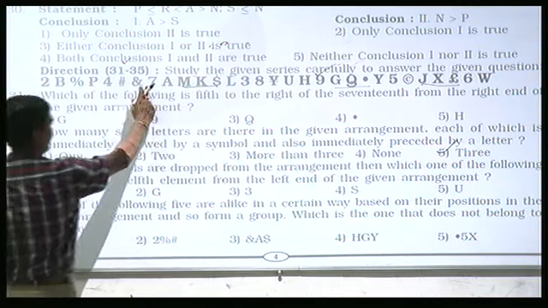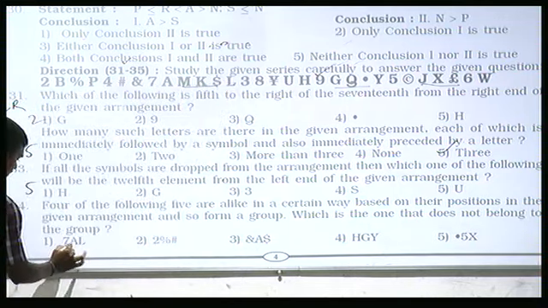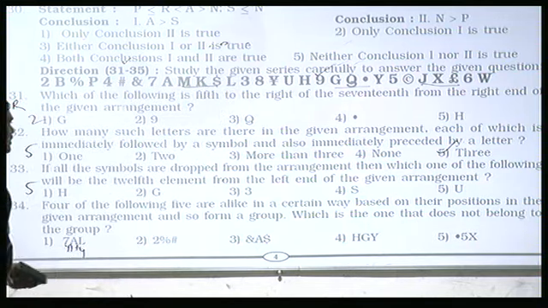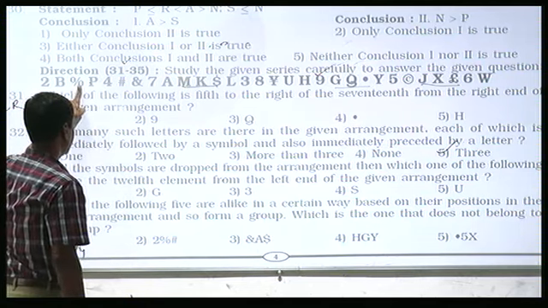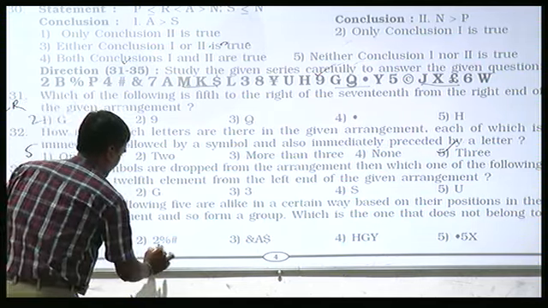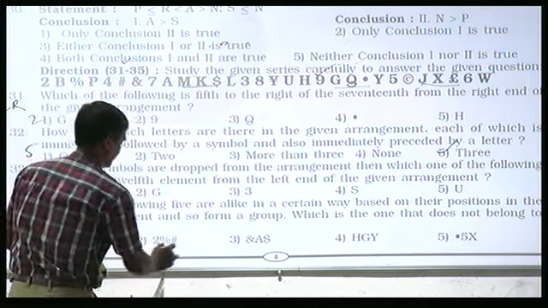And 4 out of the following. 7AL. Where is 7 and A? Plus 1. 1, 2, 3, 4. Plus 4. Plus 1, plus 4. And 2 and percentage. Where is 2? 2 and percentage. 1, 2, plus 2. Isn't it? Plus 2 here. And percentage and hash. 1, 2, 3, plus 3.